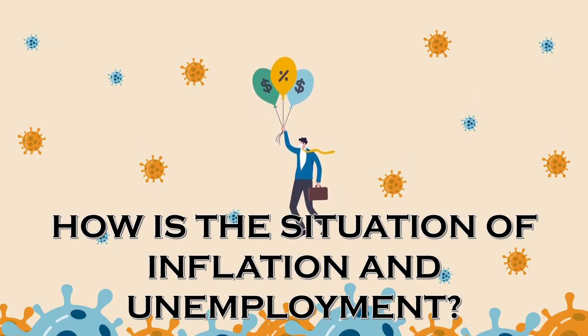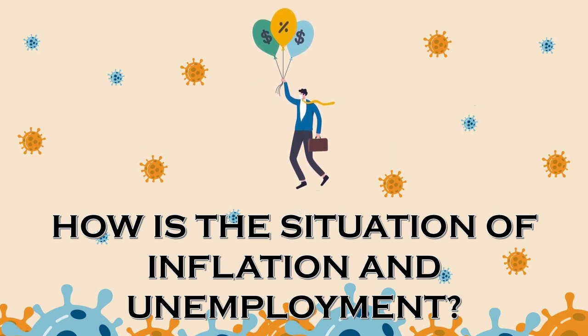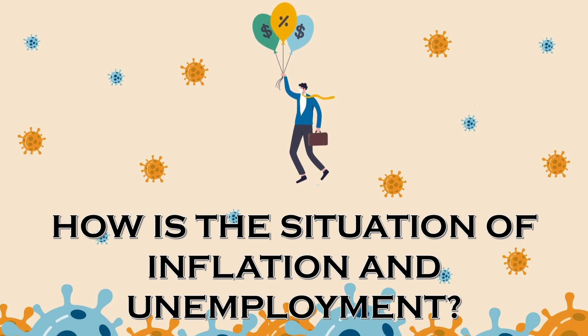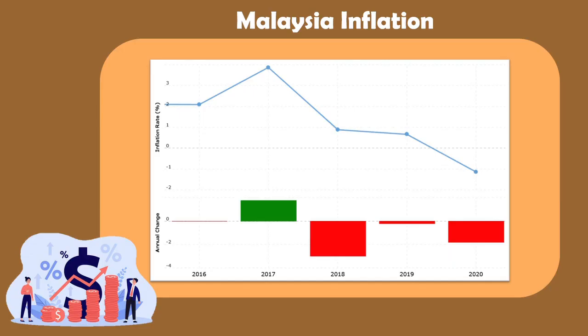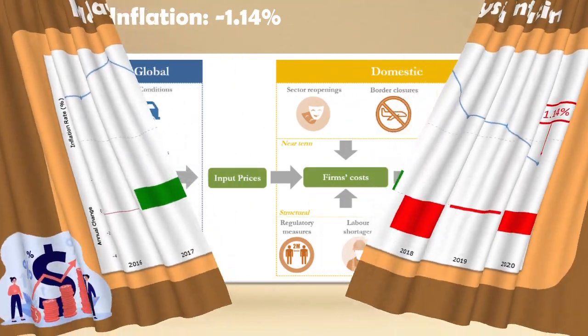How is the situation of inflation and unemployment for both countries, Malaysia and Singapore? Firstly, we will look at inflation in Malaysia. The inflation rate in Malaysia for the year 2020 is at negative 1.14%. The various factors at play are illustrated in this figure.